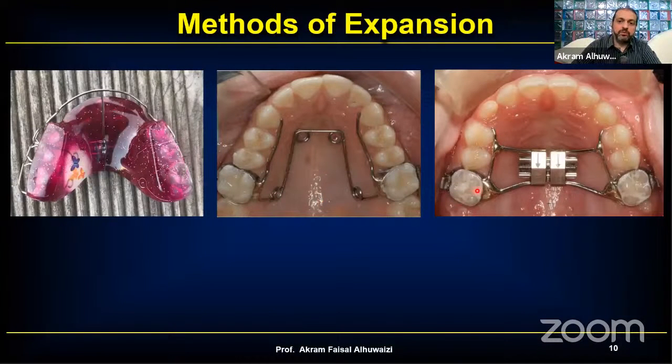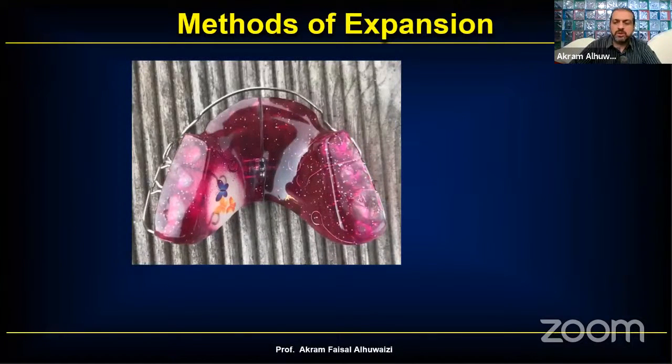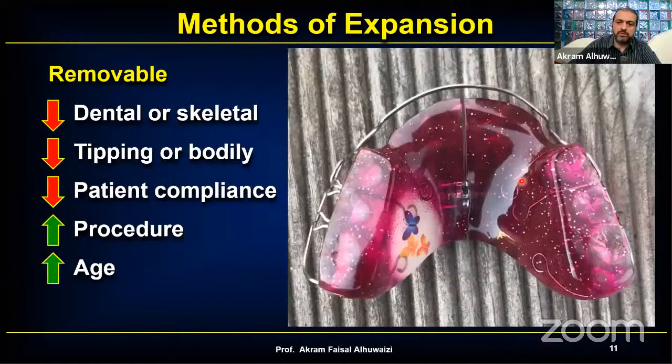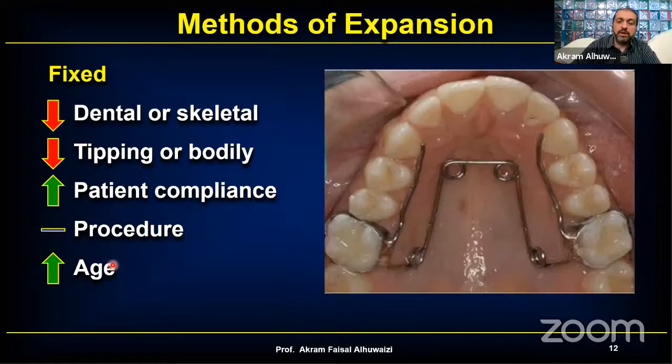Now for the removable types, these were so common back in my day when I was a resident, but they generally work by dental expansion, generally by tipping. Patient compliance was so important because if the patient didn't wear it for just a day, then he'll get relapse, and probably it would be very difficult to go back and wear it again. The procedure is very simple. You just take an impression and send it to the lab, and any age could be treated. But those were the disadvantages of it. I didn't like it myself.